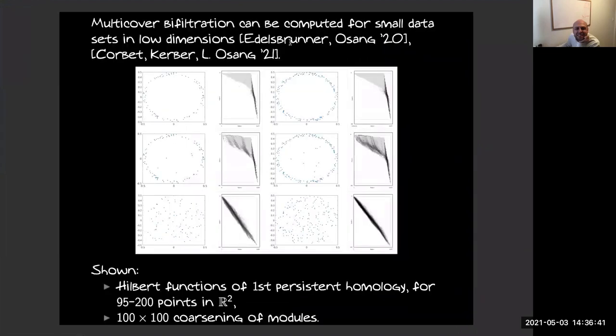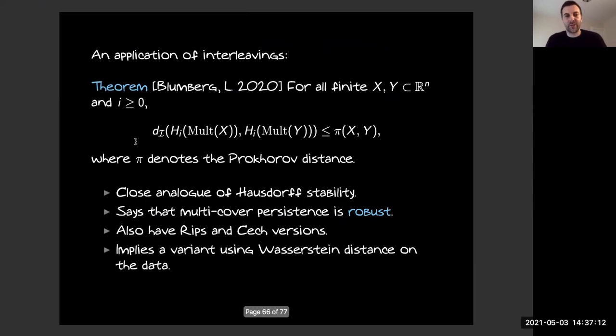So first of all, let me cite the work that allows you to actually make the pictures that I'm about to show you here. These pictures come from a paper by René Corbet, Kerber, myself, and Georg Osang, just from this year. It's a theoretical work, but it tells you that using some algorithmic ideas of Osang and Edelsbrunner from recently, you can compute this multicover bifiltration. And I mentioned you have this kind of clean stability result for the multicover bifiltration. It's a one Lipschitz stability result.